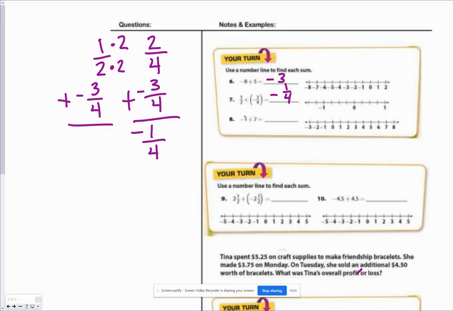Another review question here. Negative 1 plus 7. Which is going to be positive or negative? It's positive. How many more positives are there? 6.